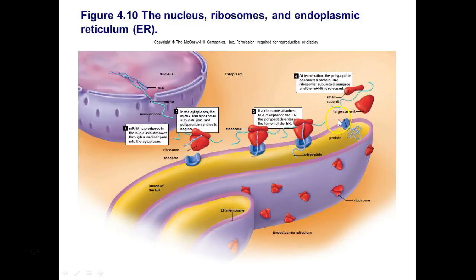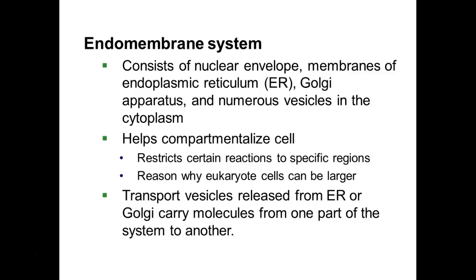In the meantime, once the protein is synthesized, the two subunits of the ribosome are going to come apart. The messenger RNA is going to be released, and then it will be degraded in the cytoplasm of the cell. So its job is over. The protein is synthesized. It will be degraded. So you can see there is a very close relationship between the nucleus and the endoplasmic reticulum, because proteins will be modified in the endoplasmic reticulum.